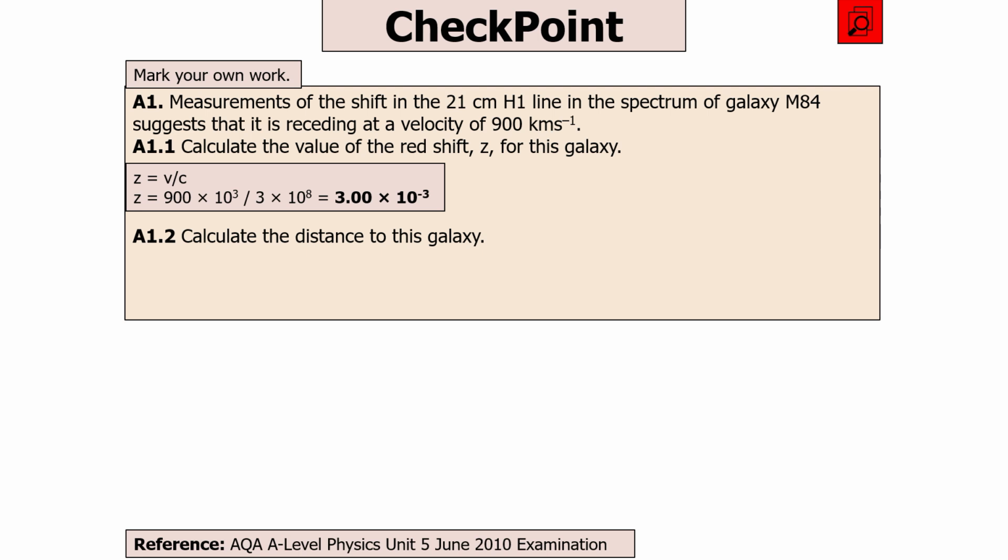We can then work out the distance, because we know that distance is equal to the recession velocity divided by the Hubble constant. Now the Hubble constant is given to be 65, but when we use this equation, we have to make sure that the velocity is in kilometers per second. So we turn it back into 900 to get 13.8 megaparsecs.